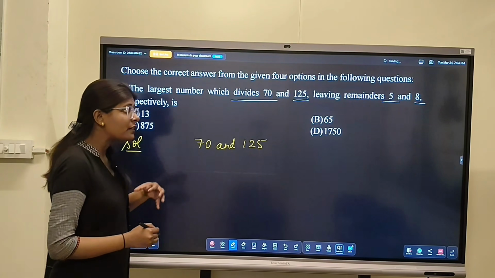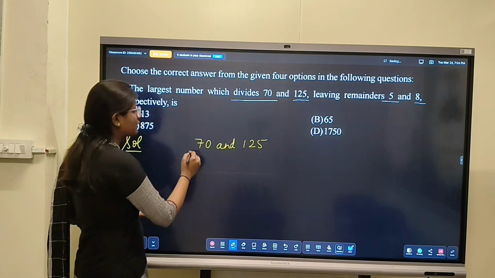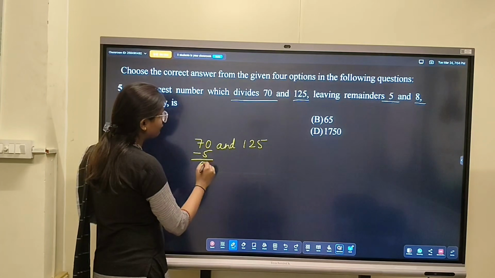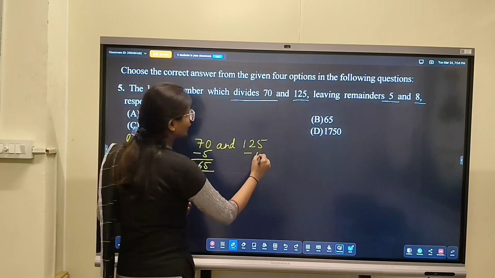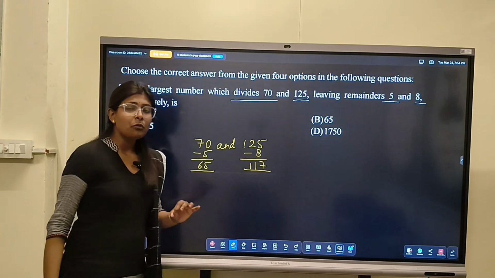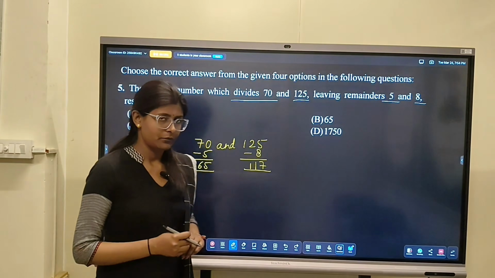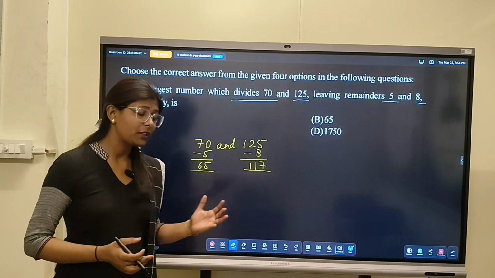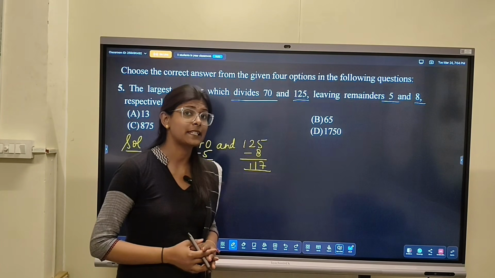And because the remainder is there in this case, we will be subtracting 5 in the first case and then 8 in the second case. You will be getting 170. Now, most of the time we get stuck here. Now, the question is whether we use HCF or we use LCM.